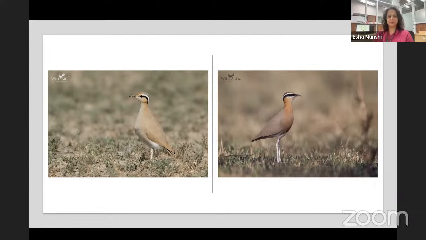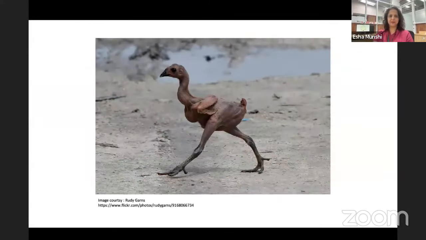So body shape, right? The colors on the body are slightly different. The head pattern is slightly different, right? And if you see an Indian courser, there is black even in front of the eye. And head pattern, that has a russet head. This has like a mixed color. Yes. So colors. And all those colors, except for the beak, eyes, and legs, are feathers.